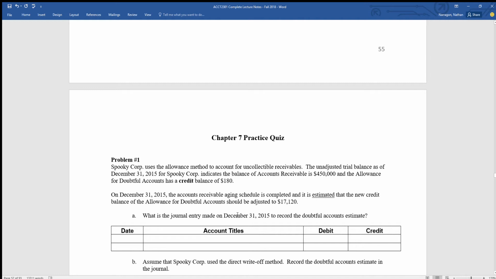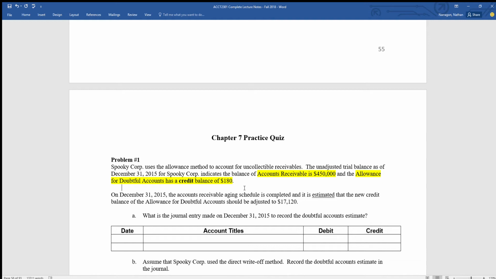So, Chapter 7, let's work on the practice. Problem 1 brings in Spooky Corp. Ooh. Spooky Corp, I just like saying spooky. Okay? It uses the allowance method to account for uncollectible receivables. The unadjusted trial balance as of December 31st, 2015 for Spooky Corp indicates the balance of accounts receivable is $450,000 and the allowance for doubtful accounts has a credit balance of $180,000. Okay, so there's some big things right there to watch out. One, we know accounts receivable has this amount, and allowance for doubtful accounts has a current credit balance of $180,000. Okay, so we're using the allowance method by basically knowing that we already have allowance for doubtful accounts, but it also states that we're using that.